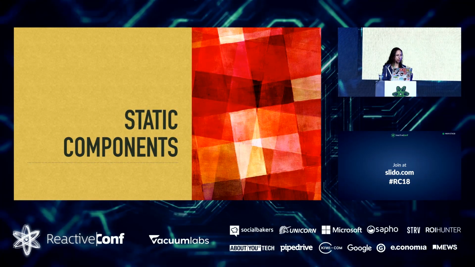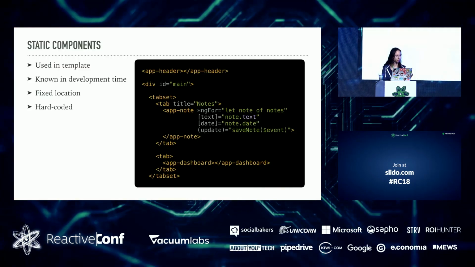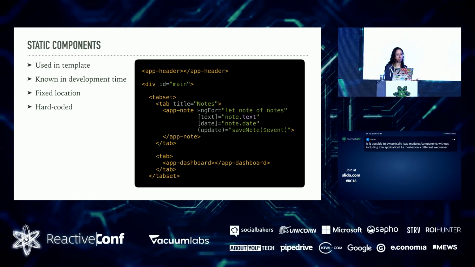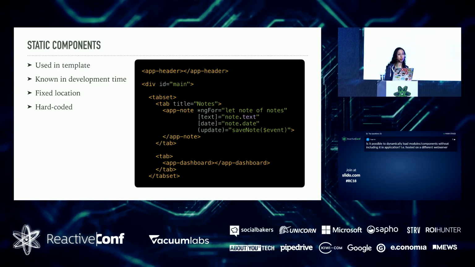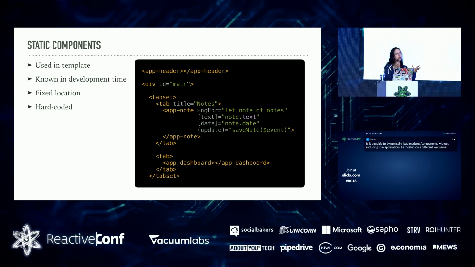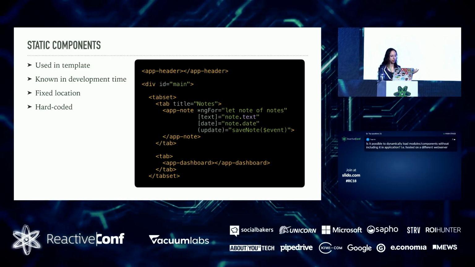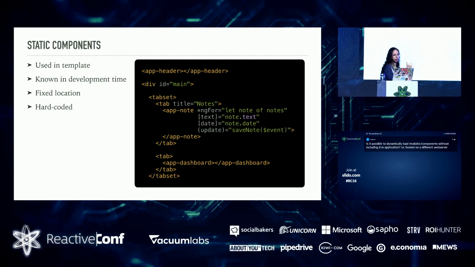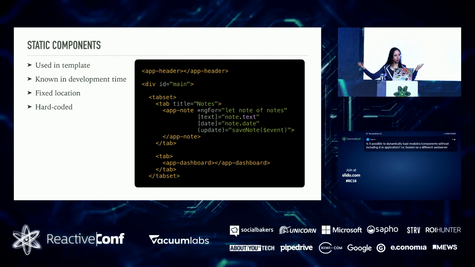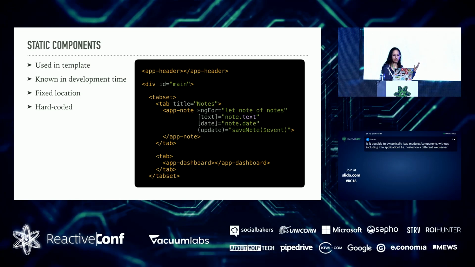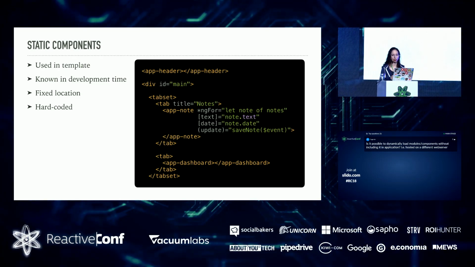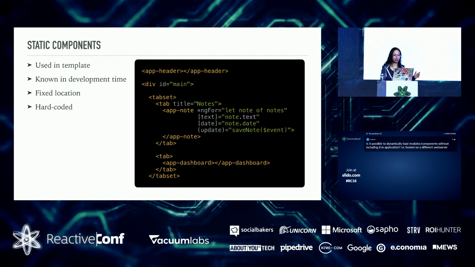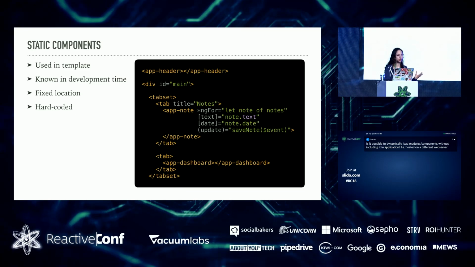Okay. So let's talk first about static components. Static components are components that we know about in development time. We just use them in the template with the selector. Like here, we have lots of static components. We have the app header, which we don't really know its contents here. It's a different component written somewhere. We have the tab set and tab. These are components that come from Angular Bootstrap. And we have another component there, app dashboard, which is also static.